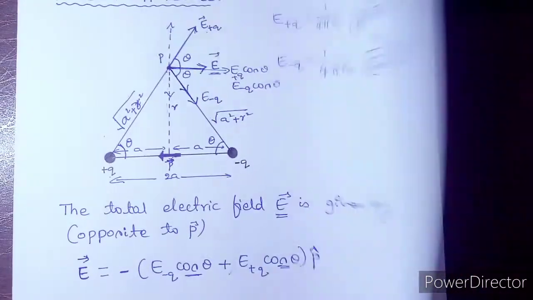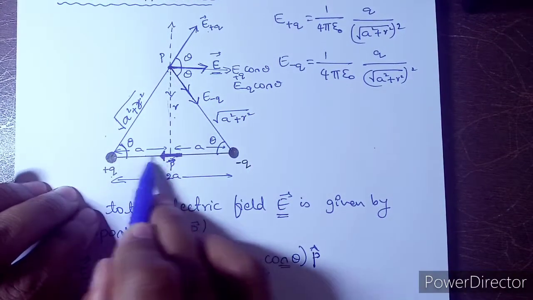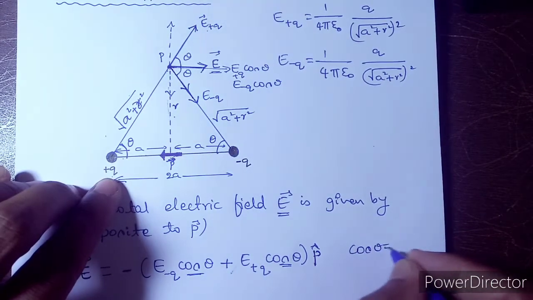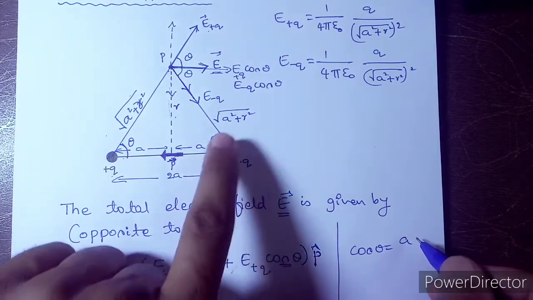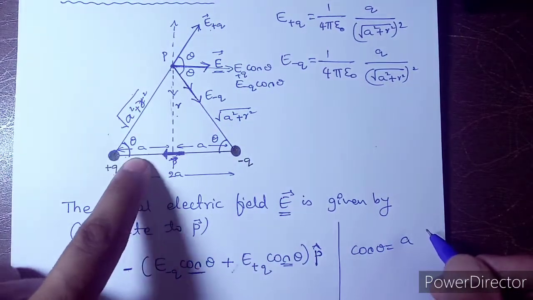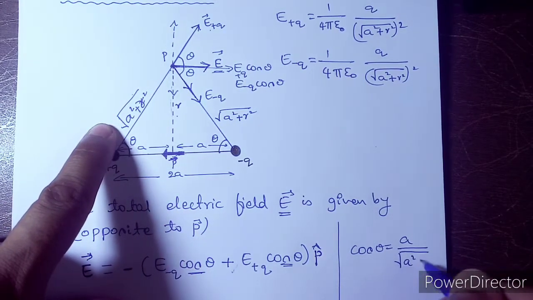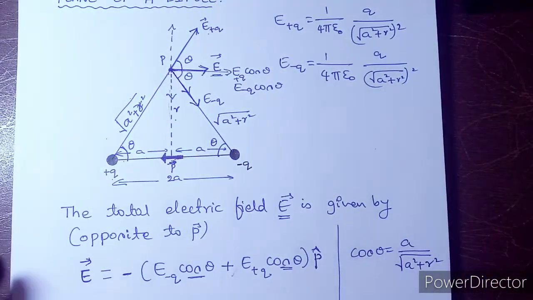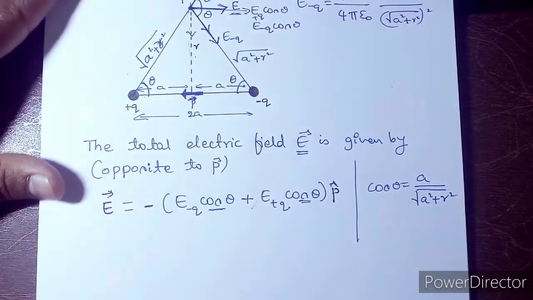So here, what is cos theta? Cos theta is equal to adjacent by hypotenuse. So here only I will write cos theta is equal to adjacent, which is a. This side also you can consider for this triangle. So for this triangle, cos theta is equal to adjacent a divided by hypotenuse, that is square root of a square plus r square, because this distance is r. Okay, so now let us substitute all the values that we have here.